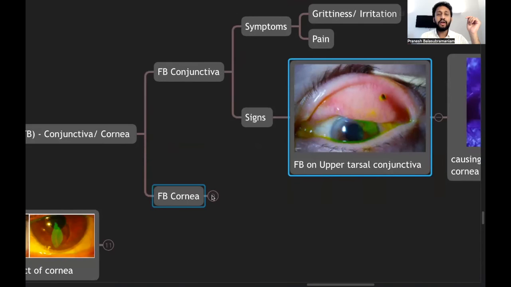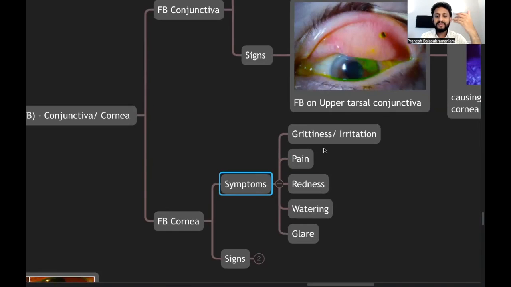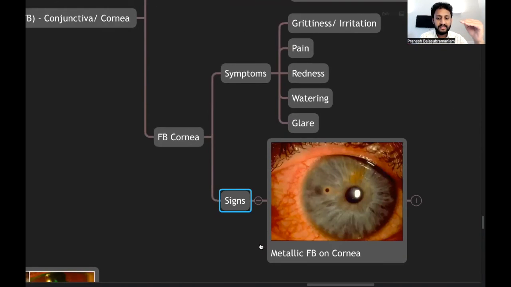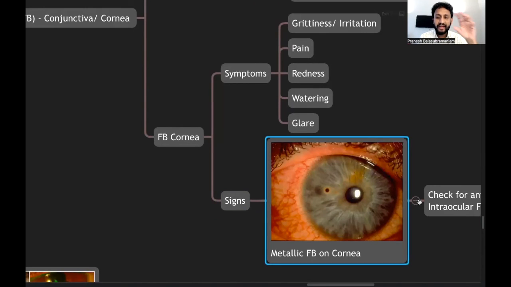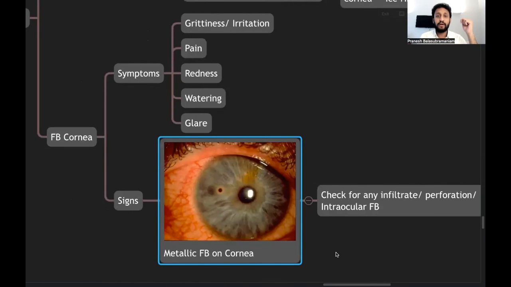Foreign body of cornea: the patient again can present with the typical history of grittiness, pain, redness, watering, and glare. Why glare? Because the cornea is getting involved there. So ask about history of welding or exposure to metallic foreign bodies. As far as a foreign body on the cornea is concerned, always make sure that you are not missing any secondary infection or infiltrates. You're not missing any perforations or any kind of possible penetrating ocular trauma or even an intraocular foreign body. Always be aware of that.